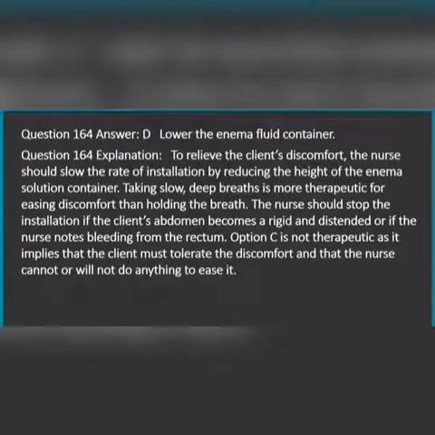The nurse should stop the installation if the client's abdomen becomes rigid and distended or if the nurse notes bleeding from the rectum. Option C is not therapeutic as it implies that the client must tolerate the discomfort and that the nurse cannot or will not do anything to ease it.